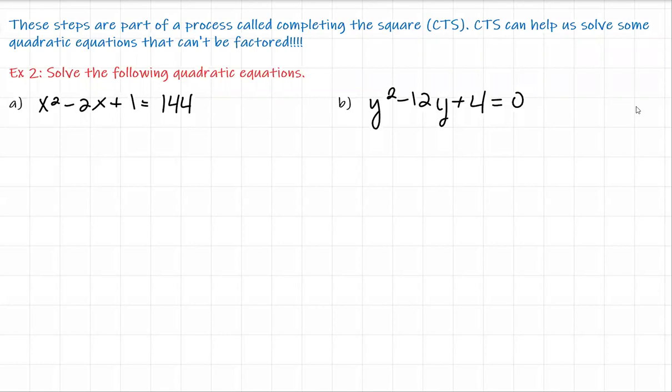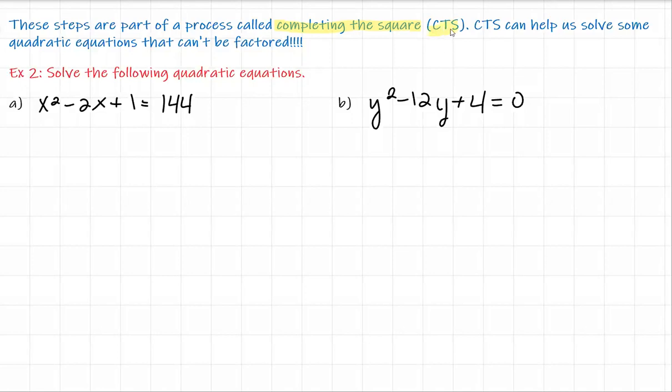Like in part B, you might already notice, oh, I figured out that y squared minus 12y, in order to have that be a perfect square trinomial, we need to have plus 36 after it. But the issue is that it's 4. So we're going to have to fix that a little bit. Let's go ahead and talk about how we can fix that using this process, completing the square. I'm going to abbreviate it as CTS in case you ever see that.